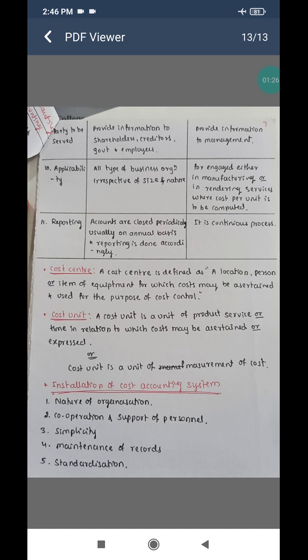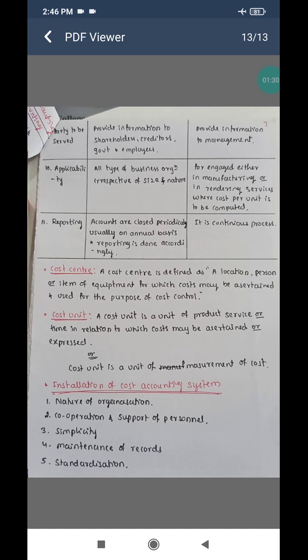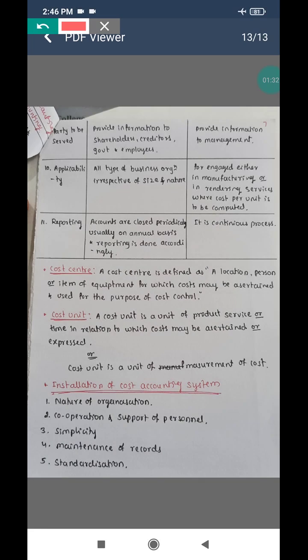Then what is the cost unit? Cost unit means it is a unit of product or service, or time, in relation to which cost may be ascertained, or maybe expenses. It means that cost unit itself is indicating a unit of product or service.